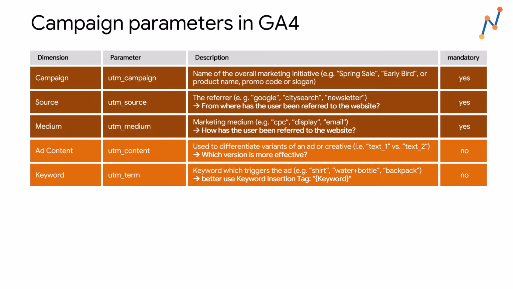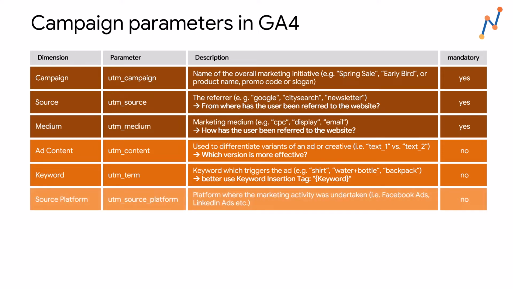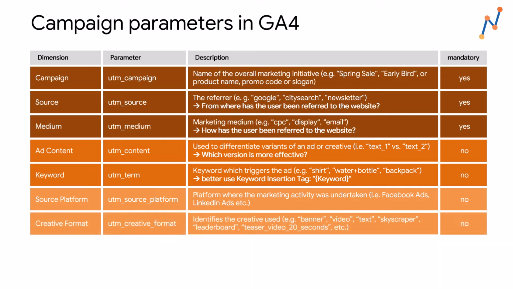And recently, Google introduced 3 additional parameters for campaign tracking, which I'm going to explain a bit more in detail now. The parameter UTM source platform reflects the platform where the marketing activity was undertaken. This could be, for instance, Facebook ads or LinkedIn ads or any other platform where you want to run your ads. The next optional parameter is UTM creative format, which is used to pass along the exact format of your creatives being used.